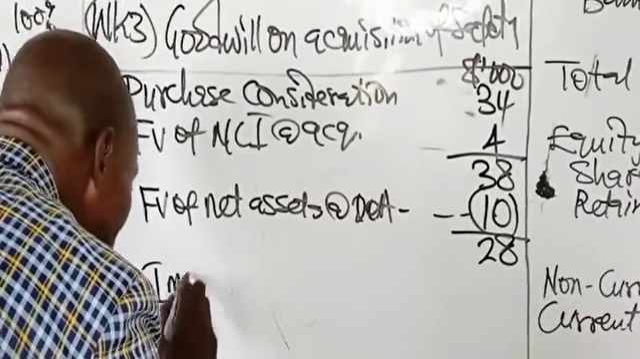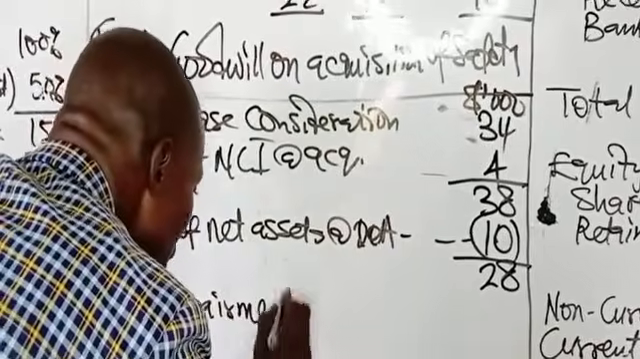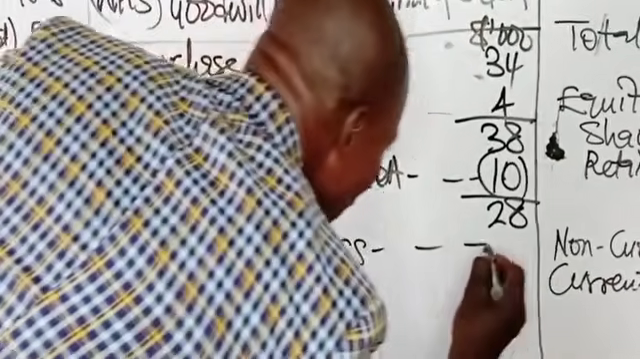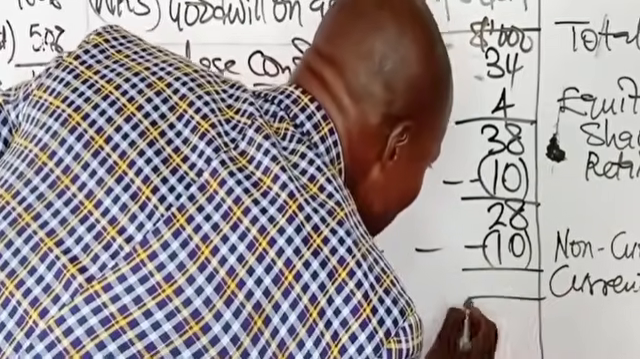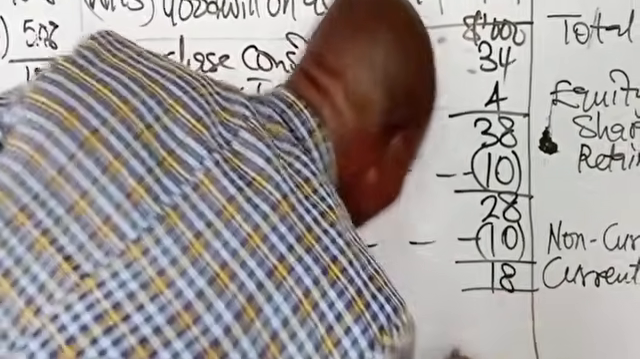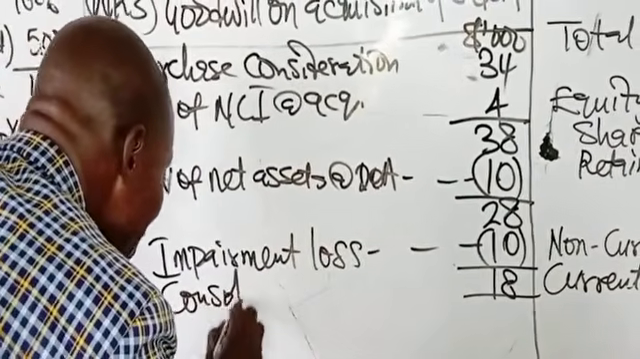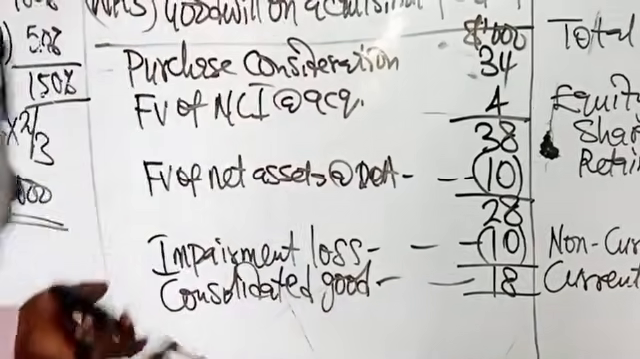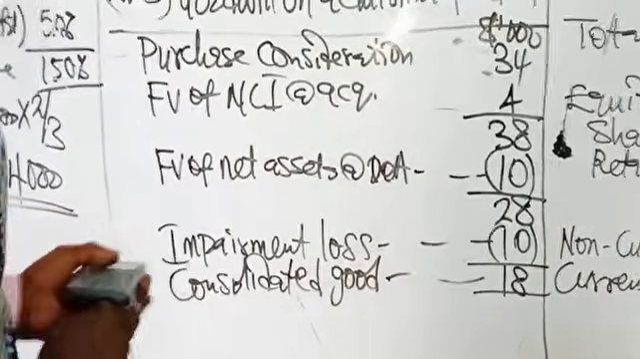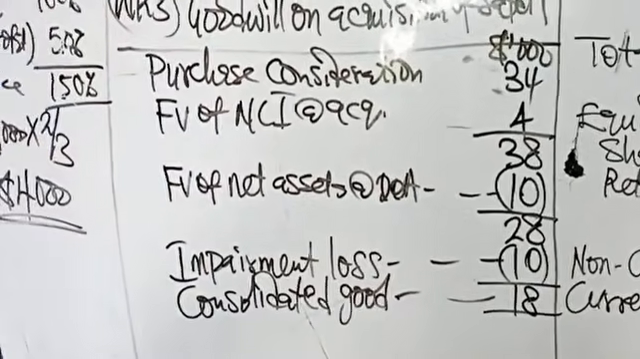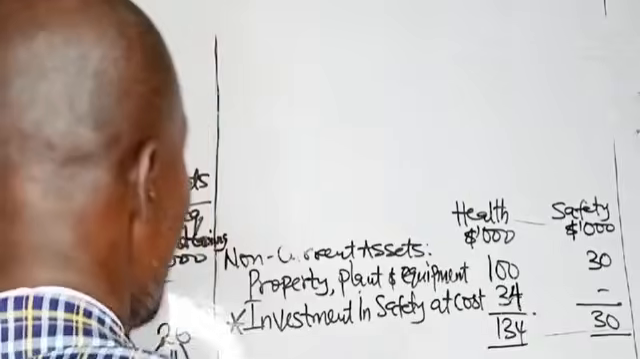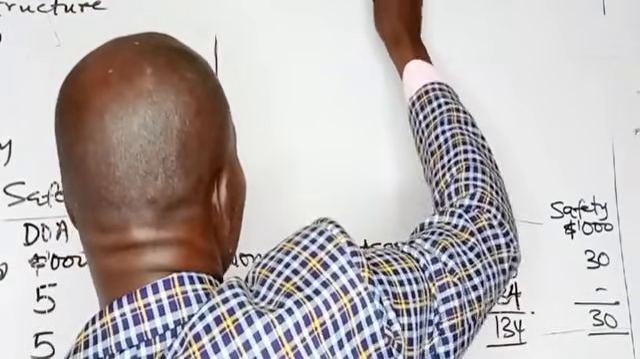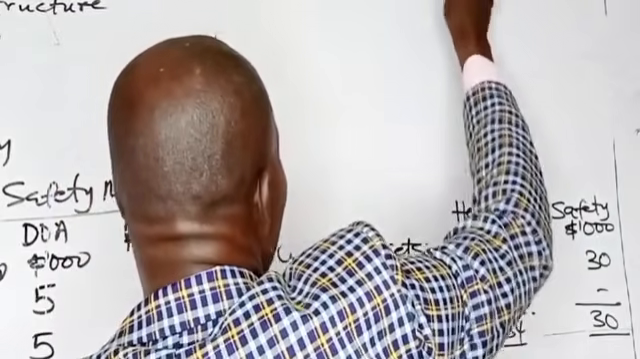So you have impairment loss of 10,000. If you subtract 10,000 from 28,000, then you'll be left with 18,000. That is our consolidated goodwill. Consolidated goodwill, 18,000. Now, for our purpose, let's just start preparing the consolidated statement of financial position. Then we'll be doing other workings alongside with it. Head group, parent company's name.